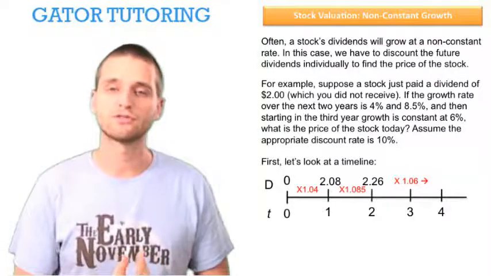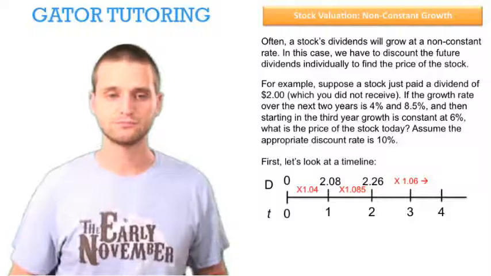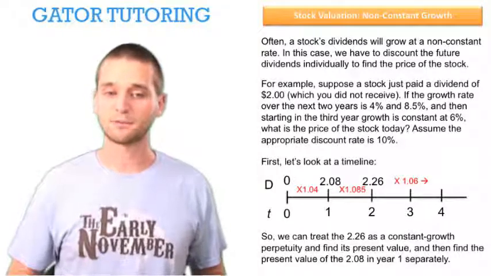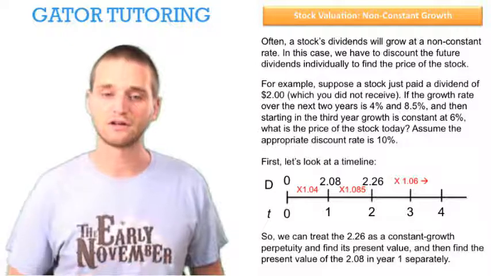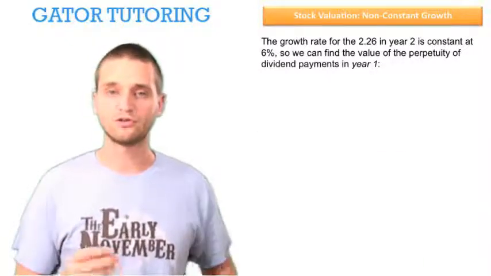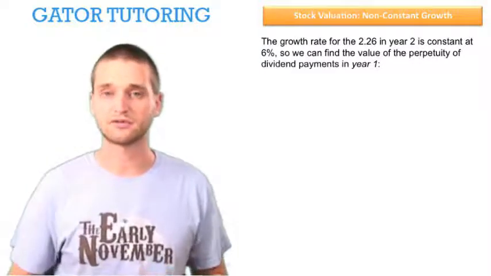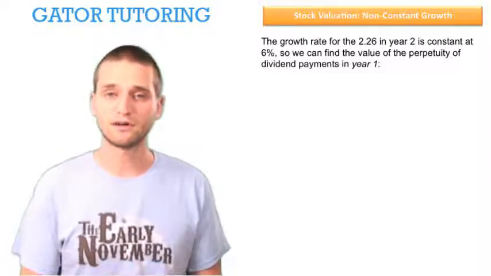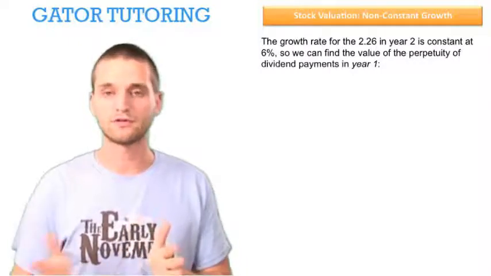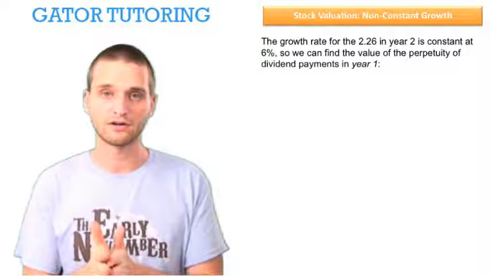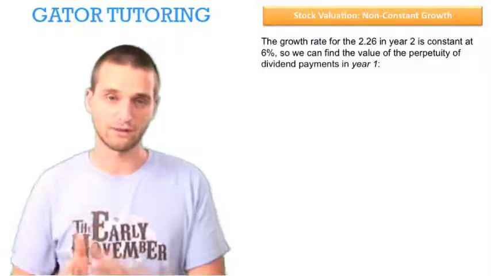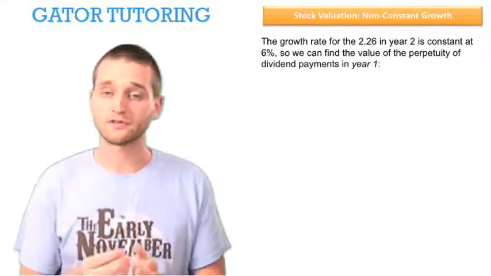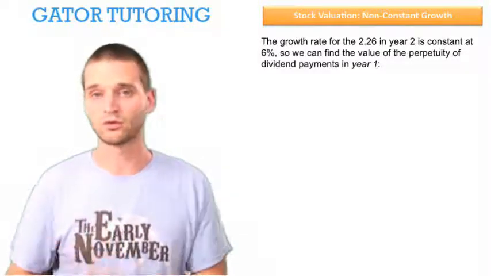So now we know all the different cash flows, and we'll be able to find their present values individually. So we can treat this $2.26 again as a constant growth perpetuity and find its present value, and then find the present value of the $2.08 dividend in year 1 separately. So the growth rate for the $2.26 dividend in year 2 is constant at 6%. Now again, this is because this perpetuity equation finds us the value of a perpetuity of payments that begin in some year, and it evaluates them the year before that first payment. So that's important to understand. And so since this constant growth perpetuity of $2.26 starts in year 2, when we use this perpetuity equation, we're going to be finding the value in year 1, one period before that first payment.